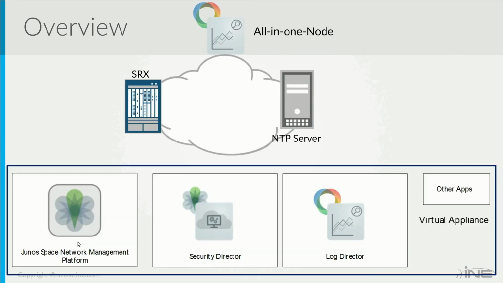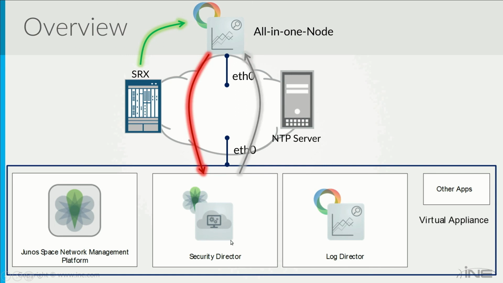Let's look at an infographic for all-in-one node deployment. In this deployment, both Ethernet 0 of the Junos Space Virtual Machine and the Log Collector all-in-one node are connected to the same management network. Then we add this all-in-one node Log Collector to Security Director as a specialized node. Then the SRX Series device sends syslog messages to this all-in-one node, and Security Director queries this all-in-one node for logs.